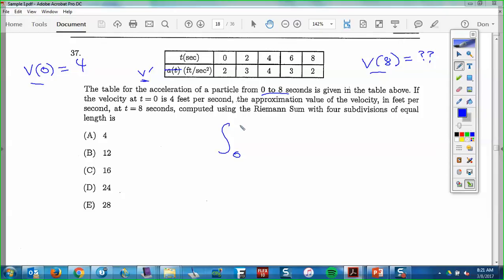The integral from 0 to 8 of v prime would equal v of what? V of 8.